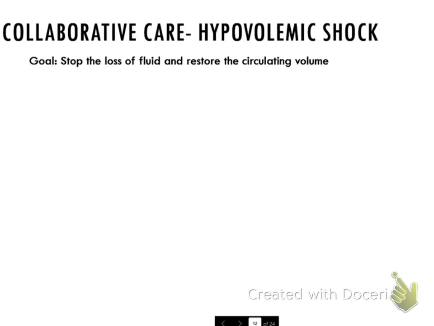So the rule that your book talks about is the 3-to-1 rule. So for every 1 mL of blood or estimated blood loss, they're going to get 3 mLs of an isotonic solution. So let's say your patient lost an estimated 100 cc's of blood. They're going to give them 300 cc's of normal saline. Okay?